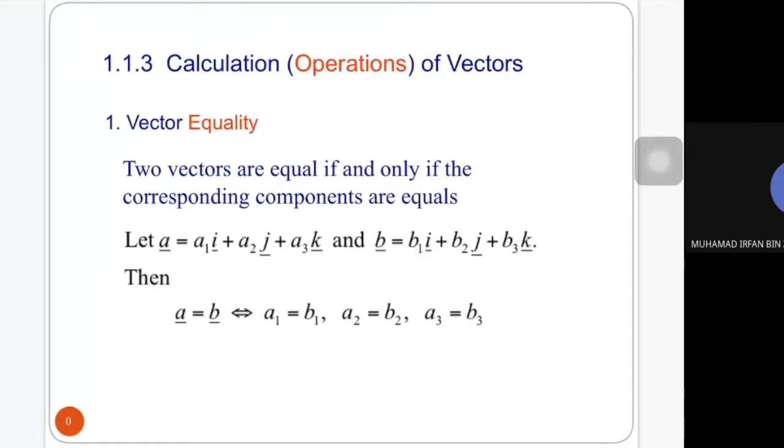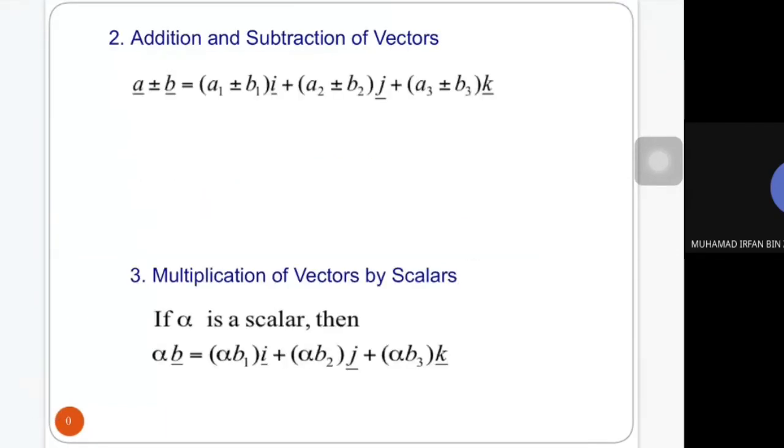So now let's move to the operations of vectors. The first one is vector equality. Two vectors are equal if and only if the corresponding components are equal. So you can say that vector A is equal to vector B. This is your vector A and this is your vector B. Vector A equals vector B means A1 is equal to B1, A2 is equal to B2 and A3 is equal to B3.